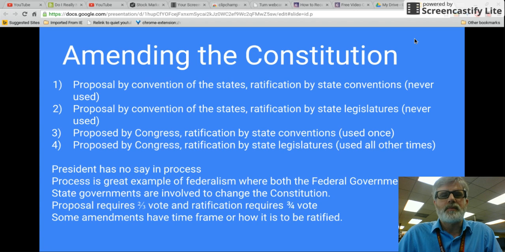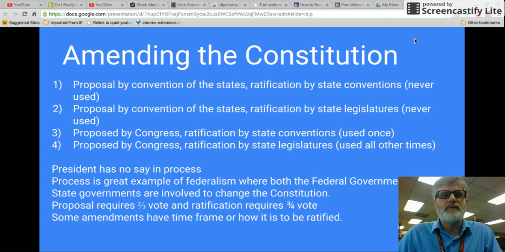In this process, the president has no say in amending the Constitution, can't veto a bill for amending the Constitution, or has no say in it. The process is a great example of federalism, where both the federal government and the state governments are involved to change the Constitution. And it's very difficult.